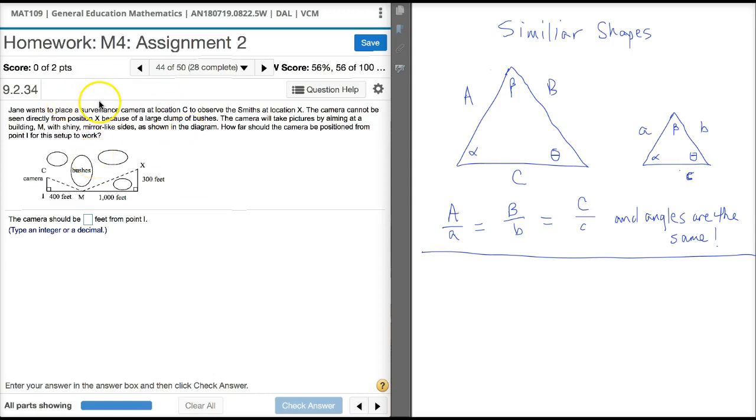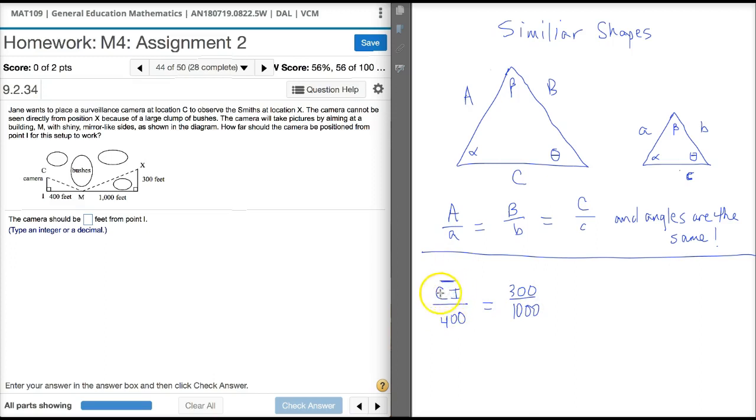Now, a lot of words, but what it really boils down to is we have one triangle here, and we have these two sides, and we also have another small triangle over here. And so we know that if this angle and this angle are the same, and they're both right triangles, then this particular triangle has to be similar to this one. So here we can do just like how we did in the last problem. If we want to find this distance here, then we say the length of line segment CI is to 400 as 300 is to 1,000.